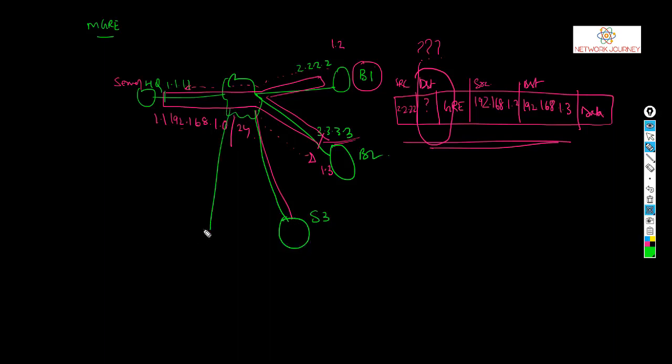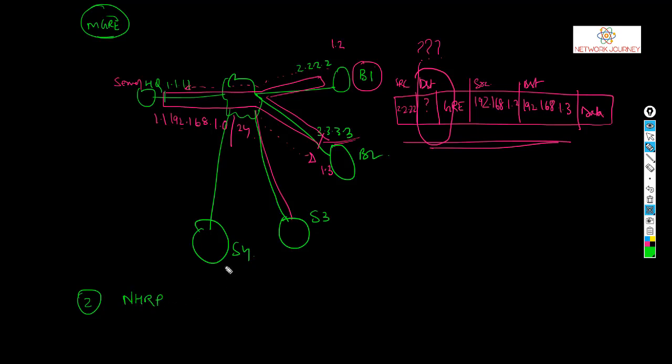Spoke 3, spoke 4, right? So how is the destination public IP going to be looked up? Okay, so to solve this issue, GRE makes use of the second component, which is called NHRP.